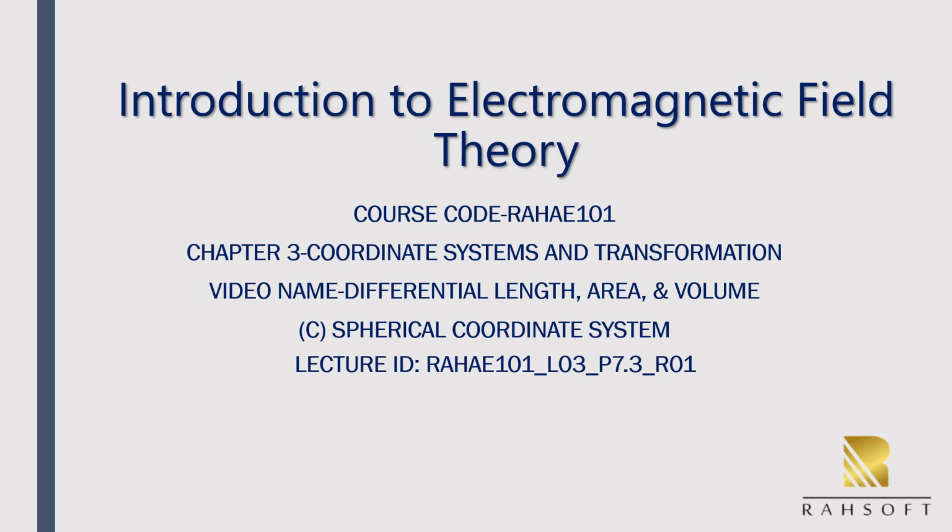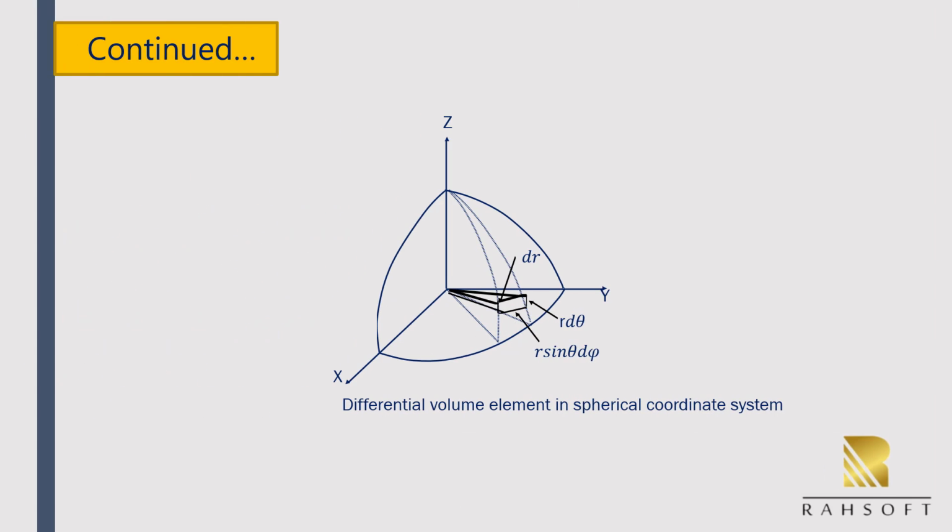Hello, in this part I will talk about spherical coordinate system and its differential length, area and volume. So a differential volume element in spherical coordinate system is shown in the figure. You can see in this figure the differential volume element in spherical coordinate system, and it is constructed by increasing r, theta, phi by dr, d theta, d phi respectively.